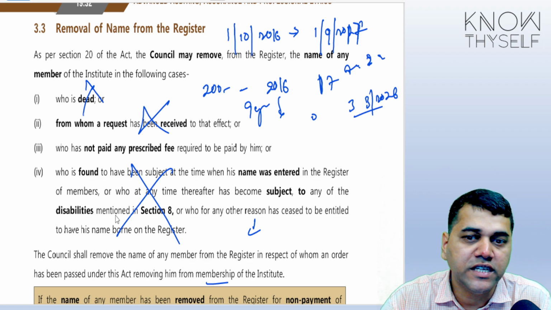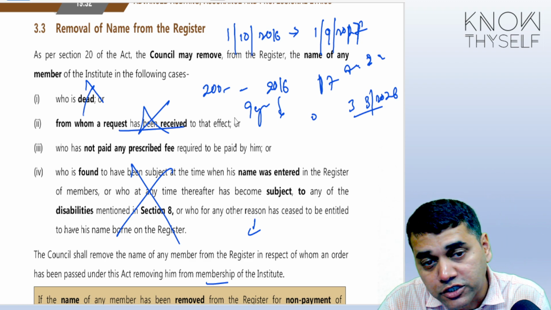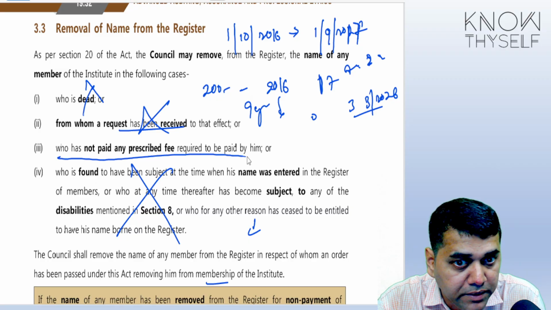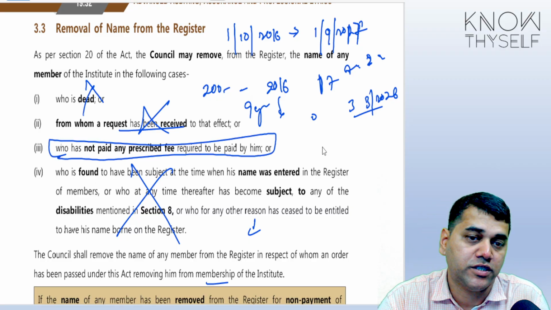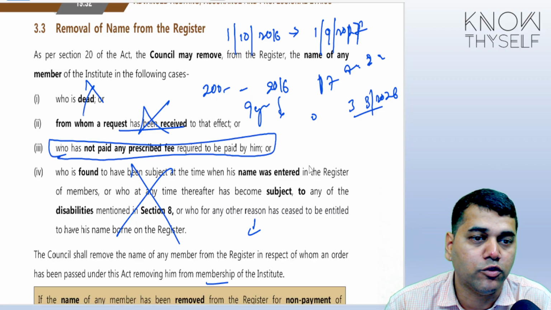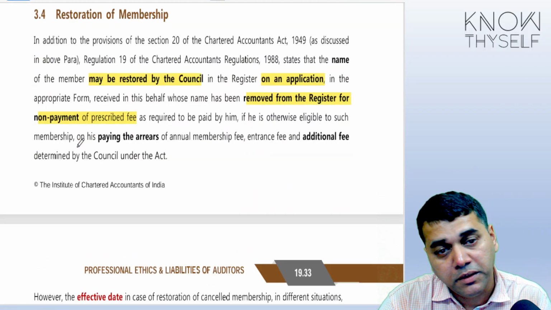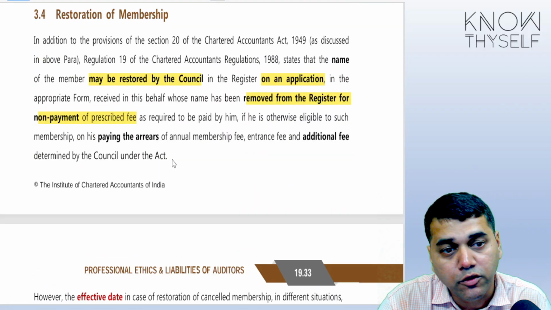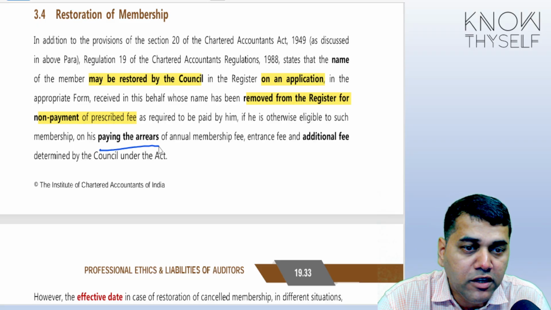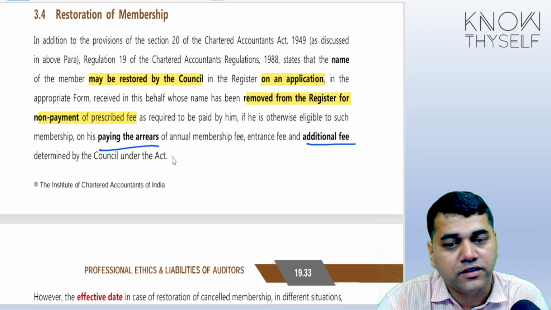Now, in which case will they restore it? This is the only place where they will restore it, what I told just now: my name has been restored by paying the fees and all. Okay, but what is the logic of the payment of the fees and how will it be restored? By paying the arrears and additional fees, etc., you will be restored.